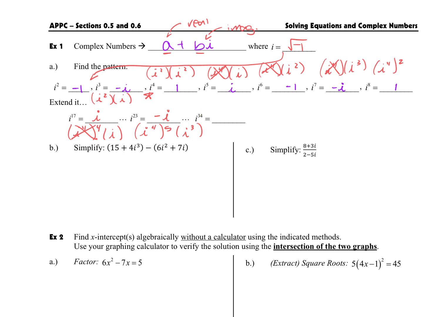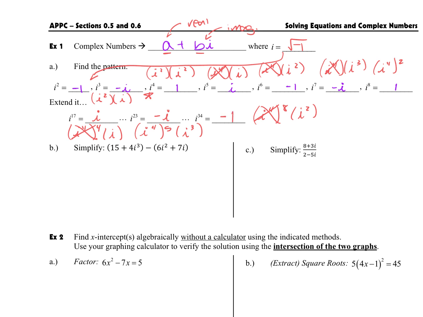Looking at i to the 34th, always looking for those groups of 4. I have 8 groups of 4. That's going to give me 32. I still have 2 left over. This part goes away because it's just a 1, and i squared is a -1.